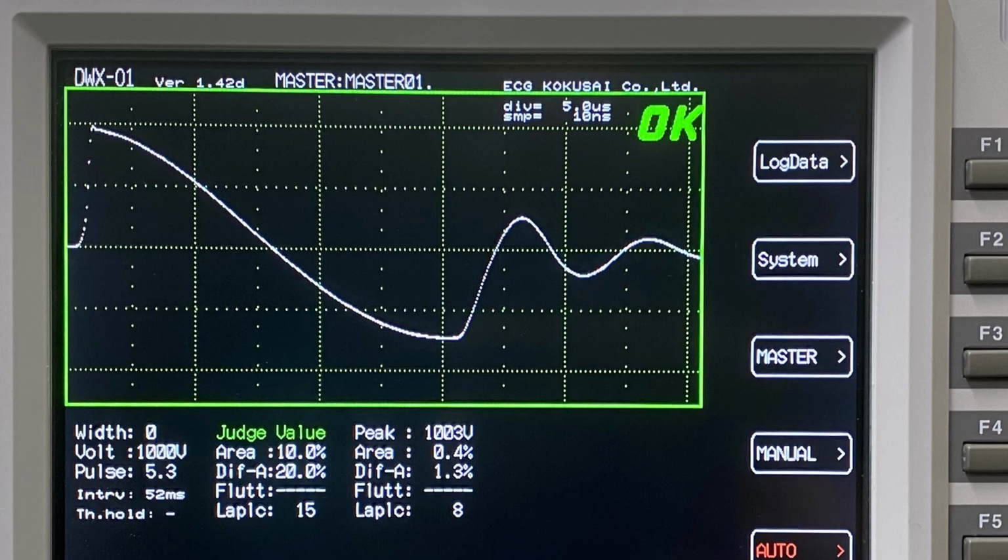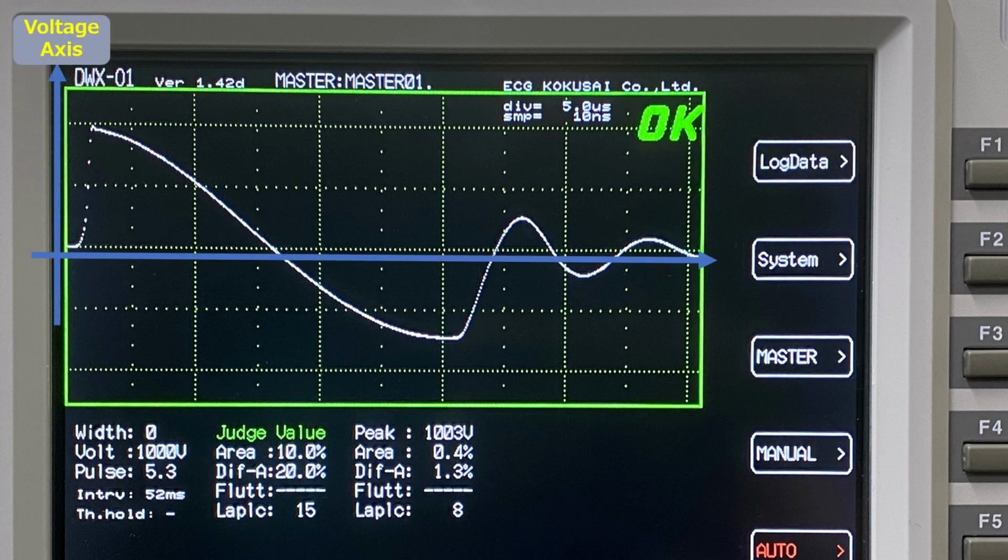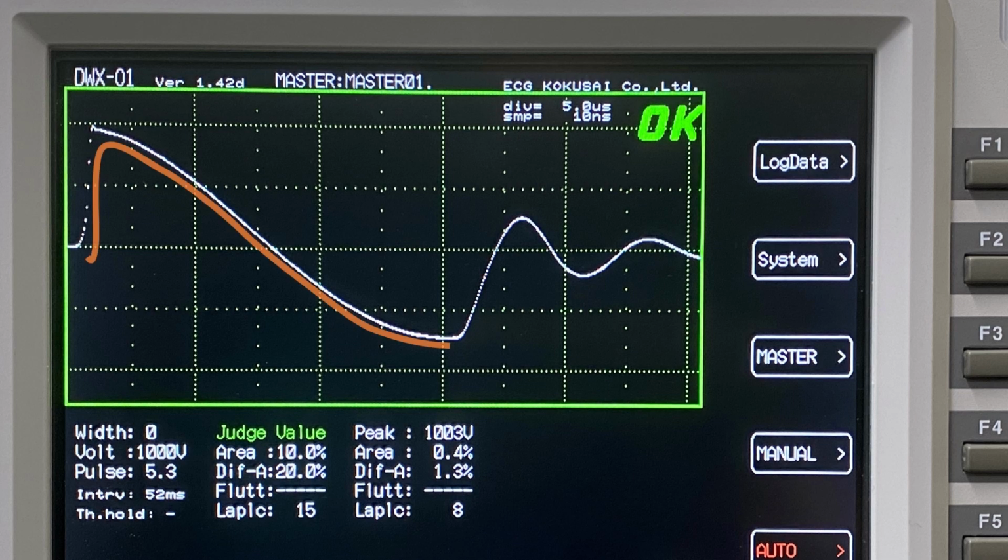The set voltage is applied to the target coil. When the voltage is applied, a waveform like this is displayed. The vertical axis represents voltage, while the horizontal axis represents time. This waveform consists of two parts, one showing the response to the applied voltage from the tester and another showing the resonance within the coil that occurs when the tester's output switch turns off.